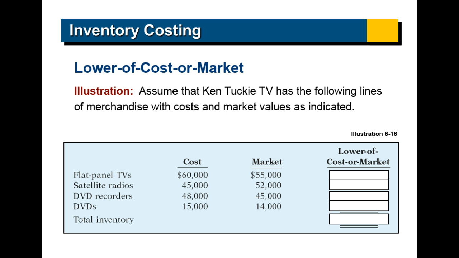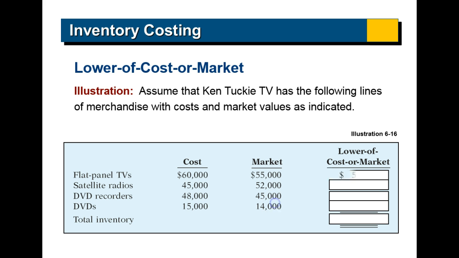So when we're dealing with lower of cost or market, assume that Kentucky TV has the following lines of merchandise with costs and market values as indicated. The flat panel TVs cost $60, but the market value right now is $55. The satellite radios, they bought them for $45, but the market value is $52. DVD recorders bought for $48, the market value is at $45. DVDs cost $15, the market value is at $14.